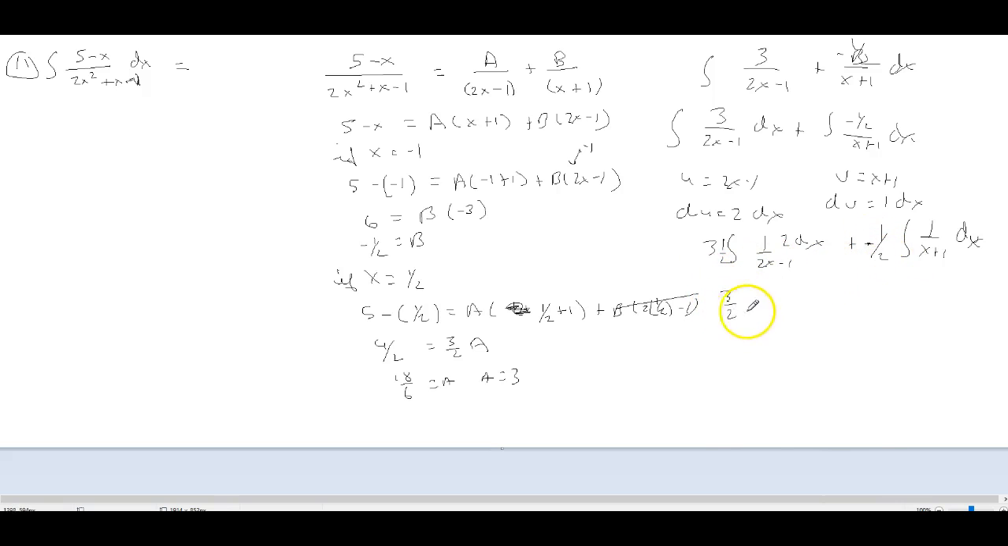So this gives me 3/2 ln of 2x minus 1 absolute value. And then that dv went away, minus 1/2. And then I get ln of absolute value of x plus 1 plus c, and that's my final answer. Kind of rushed that a little bit because I'm running out of time. But that's the way that works, okay?